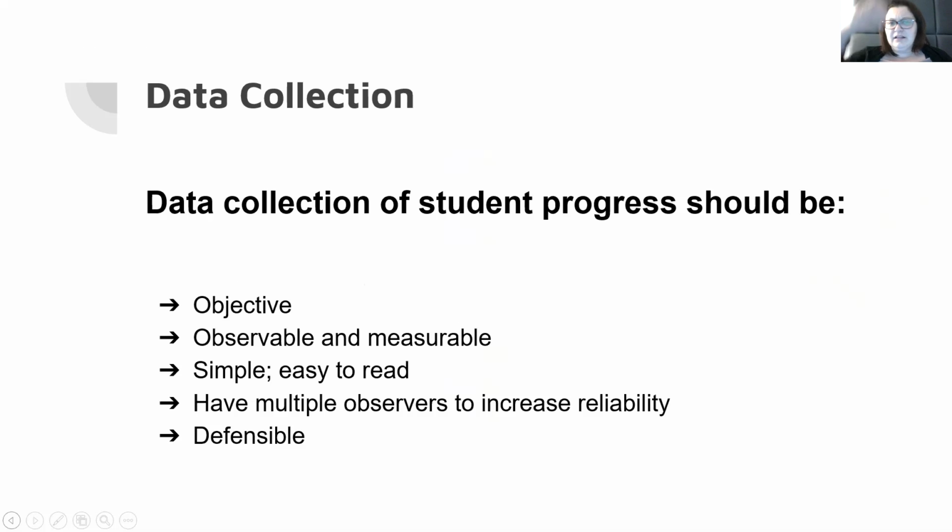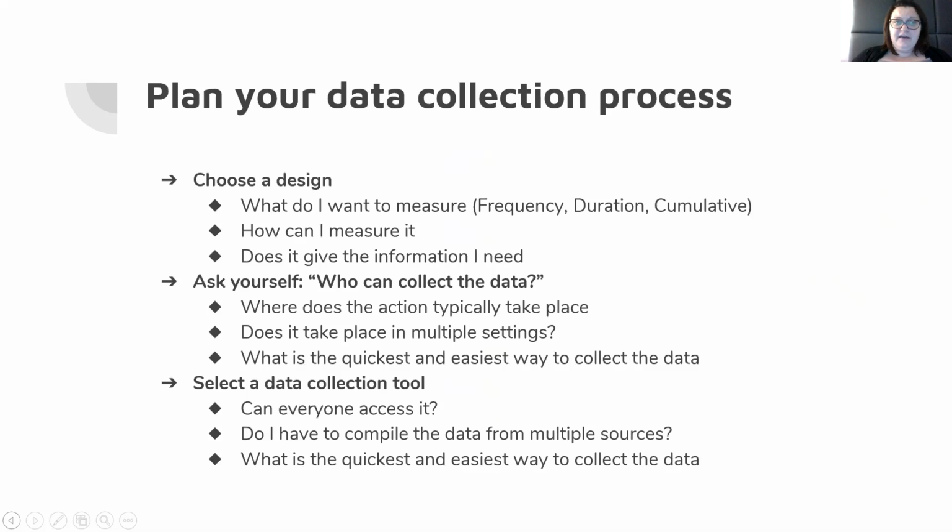So we have to think about data collection and what our collection of this data should be, because we've got all those things that we need to know data on, but what do we have to look at to make sure we're planning the right system? We have to make sure, number one, that it's objective data. We have to make sure it's observable and measurable. We have to make sure that it's simple and it's going to be easy to read on the outcome part of it. We have to have multiple observers to increase our reliability. That's where Google is really critical because we're able to get multiple observers. And we have to make sure it's defensible. Do we have data that will defend that IEP that we have?